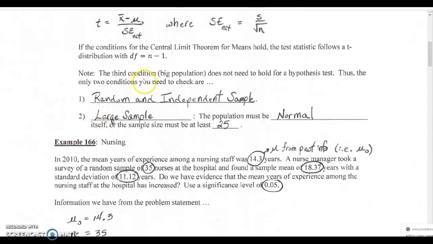And note, the third condition when we're checking the central limit theorem, big population, does not need to hold for a hypothesis test. So the only conditions we need to check are the first two, which are a random and independent sample, and then whether there's a large sample, which means either the population is normal already, and don't worry about the size, or the sample size is at least 25 if we don't know how the population is distributed.